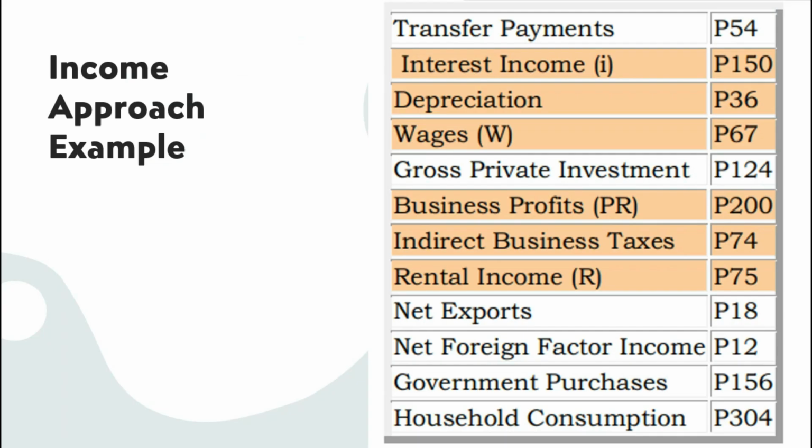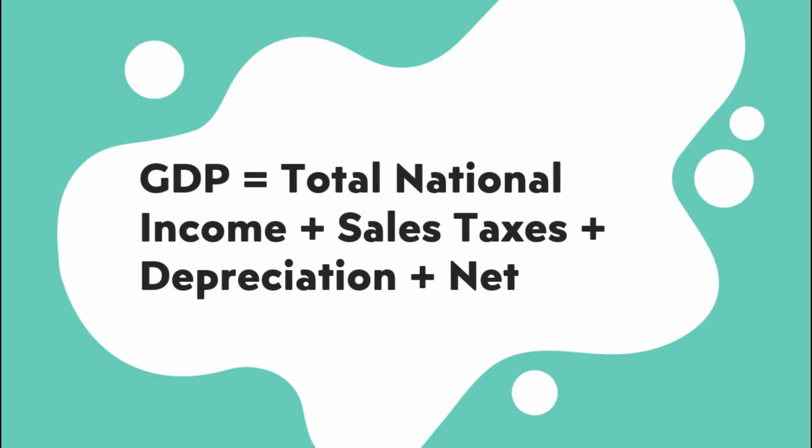So this is an example of the income approach. Again, the highlighted part is all we need to solve the income approach for GDP. So, how do we calculate it? First, again, class, we have to get the total national income. Before we can get the total national income, we have to sum up the wages, the rent, the interest, and the profit in the problem.